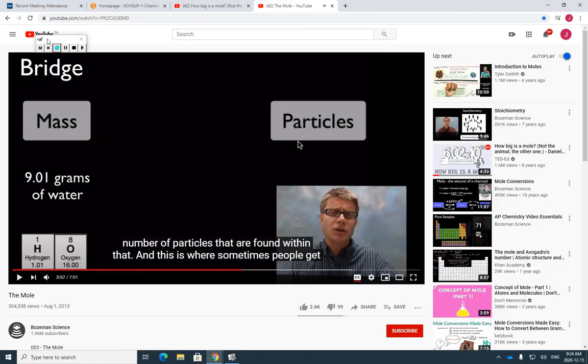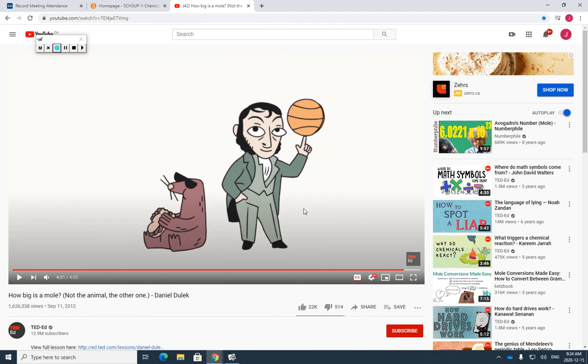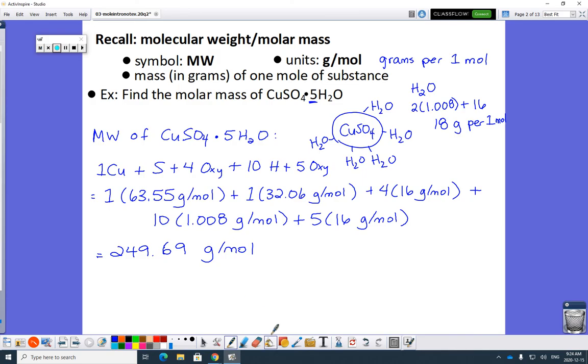That's enough of that. So that's what we're going to do. What happens if in your lab you don't have 1 mole, you have a different amount of moles? Then we can convert between them.